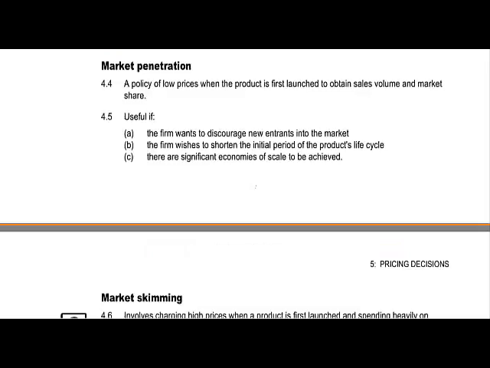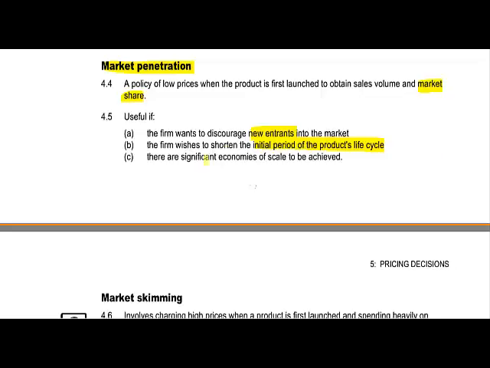So now we move into some possibly new terminology for you. First one, market penetration. The idea of this is that you hit the market with low prices when you first launch a product. So for example, Sky TV, when it was first launched, you make it very cheap. Of course, you can always put the prices up later, but the idea is that you're trying to get market share. Now, the big advantage of this is it stops new entrants into the market. And it means that the initial period of the product life cycle, again, think about what we did in an earlier chapter about product life cycle, it shortens it a little bit.